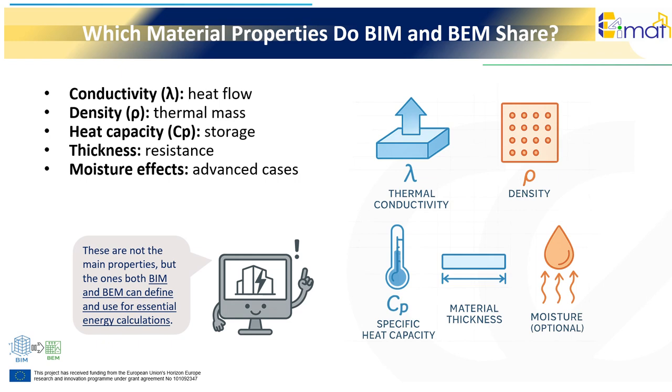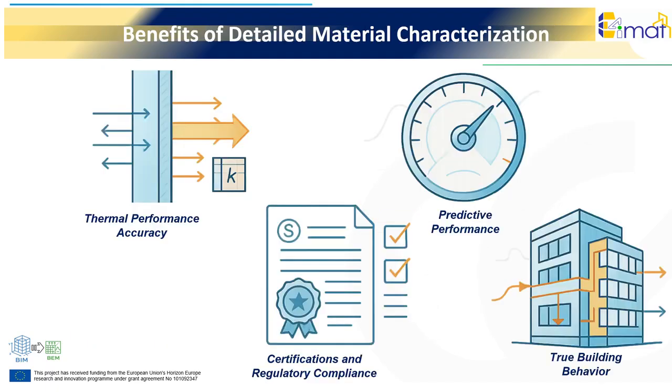Understanding this shared set of parameters clarifies how materials influence comfort, energy performance, and the quality of digital simulations, and highlights why having consistent, interoperable material data across BIM and BEM is essential for trustworthy results. Detailed material characterization provides significant benefits across both design workflows and performance assessment. When materials include accurate physical and thermal properties, the analytical model can represent the building envelope much more realistically. This leads to higher thermal accuracy and more reliable simulations.